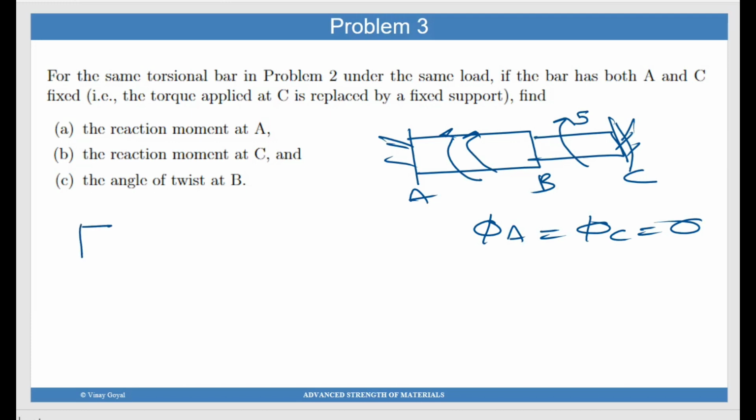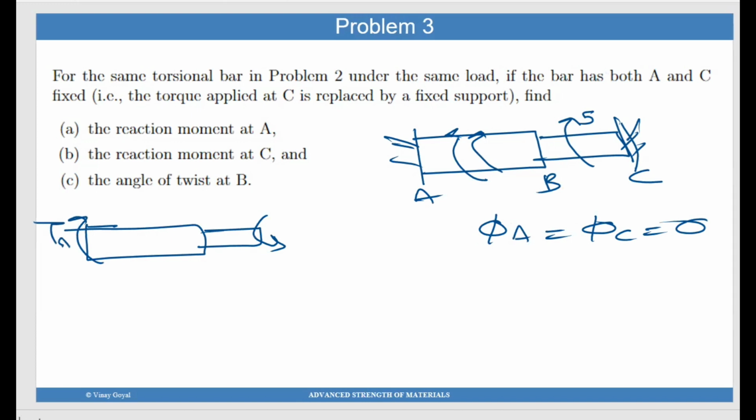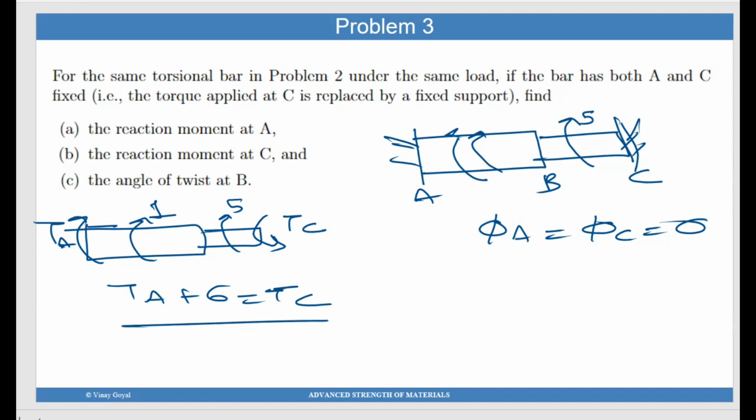So you have TA. The reaction torques I'm using, it doesn't really matter what signs I use. This is TA, TC. This is going to be 1. The total is going to be 5. So I have TA plus 6 equals TC. Doesn't really matter what sign convention I use, as long as when I apply the formula, I take care of what the conventions or directions are. So TA plus 6 equals TC. So we have one equation in TA and TC. We still don't know what TA and TC are.